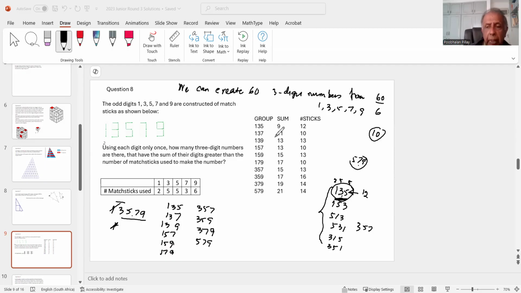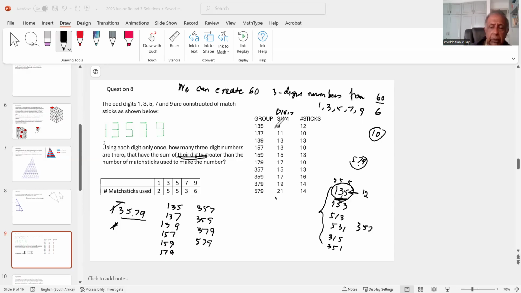Now in each group, they say the sum of their digits. So we need to calculate the sum of the digits. That's why I've got the digit sum here. You can call this digit sum. 1 plus 3 plus 5 is 9. 1 plus 3 plus 7 is 11. And so I've listed all the sums here.